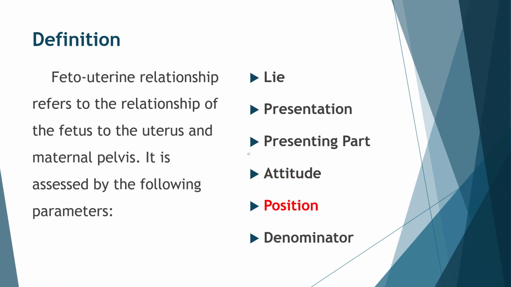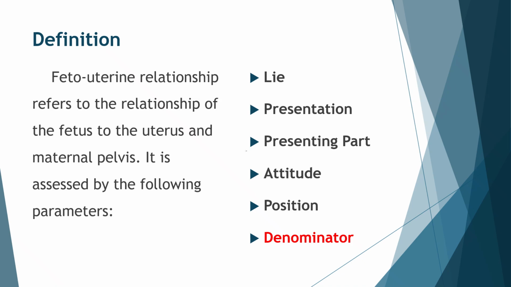Then comes position, which tells us the direction in which the presenting part is facing within the mother's pelvis. Finally, we have the denominator, which is a specific landmark on the presenting part that helps us describe the baby's position accurately.